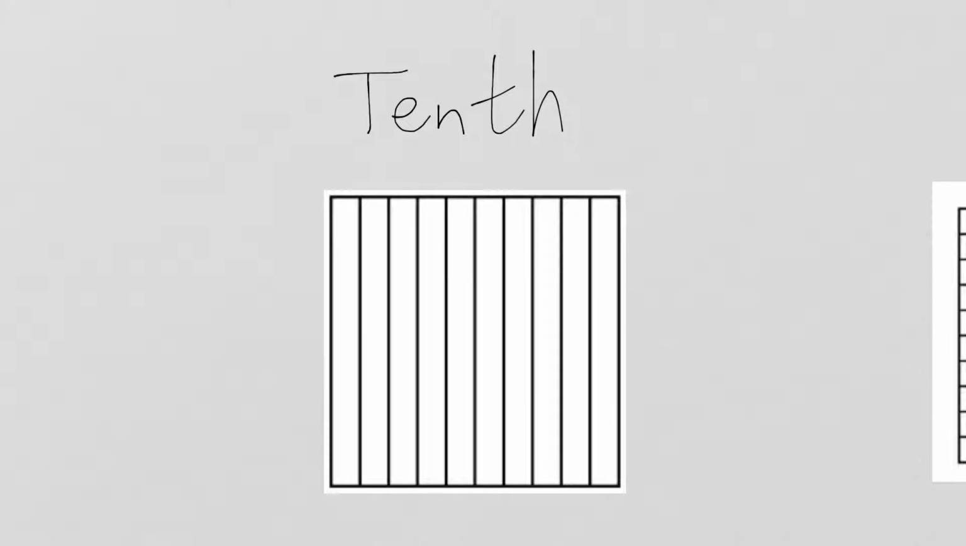Now if we were to take each of those columns and divide them up into 10 equal pieces, we would have something that looks like this, which is a hundredths square. And it is named as such because each square is 1/100th. There are 100 squares in this entire box. But that isn't where decimals stop. Decimals can keep getting smaller and smaller and smaller.